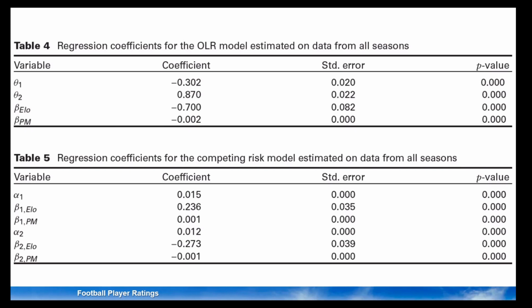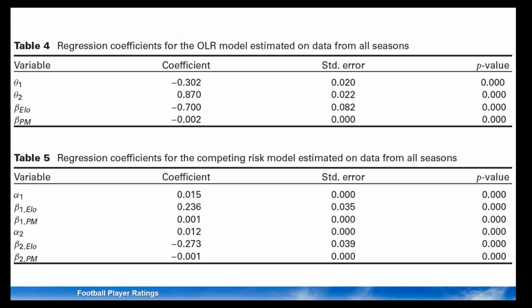After estimating these models, we get coefficients that tell us something about how much a change in ELO ratings or how much a change in plus-minus ratings influence the predicted match outcomes. The important part here is to check that the effect is reasonable, in the right direction, and statistically significant.